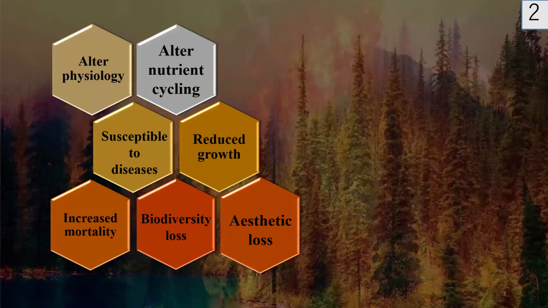So these disturbances not only destroy the trees, they also alter the physiology, they alter the nutrient cycling, they make the tree susceptible to diseases, which eventually reduce the tree growth and increase tree mortality. As a result of the increased death in the number of trees, there's a lot of biodiversity loss as well as aesthetic losses. So all these, in short, destroy the trees, which damage our forests, and it leads to more desertification and dryness in the upcoming years.